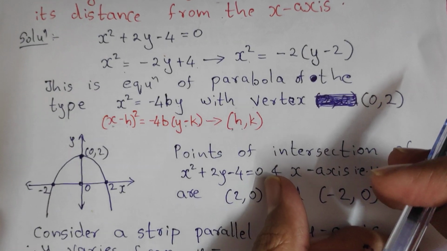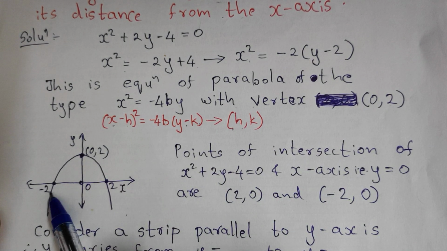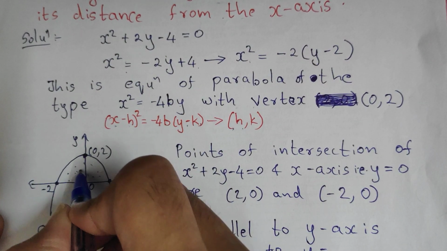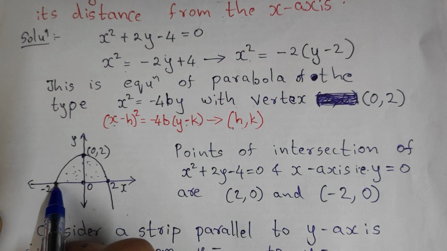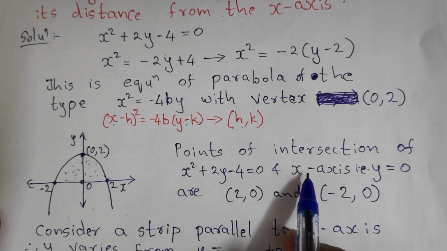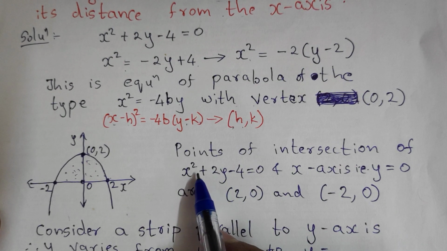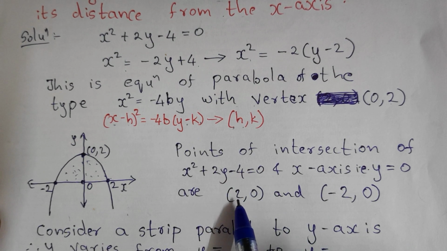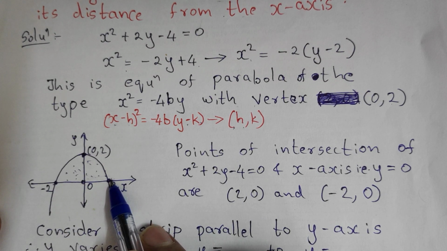So we'll draw the region of integration. This is my parabola and this is my x-axis. The lamina is bounded by these two, so this is my region of lamina. Now I need to find the two points of intersection of the parabola and the x-axis. The equation of the x-axis is y equals 0. When I substitute y equals 0, we get x squared minus 4 equals 0, so x is plus or minus 2. The points of intersection are (2, 0) and (minus 2, 0).